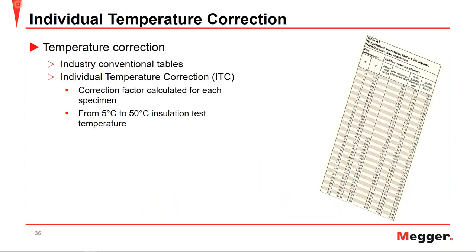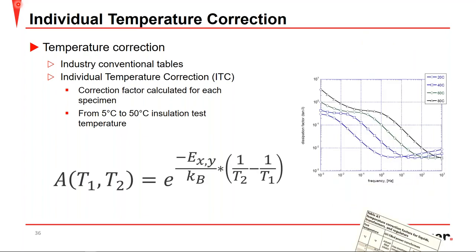Next, let's take a deeper look at the individual temperature correction, or ITC. As we've already stated, the industry used to use conventional correction tables, and those were removed in 2010. What can be used instead is individual temperature correction, as we mentioned before, utilized by the Megger instruments. ITC allows for accurate temperature correction between the ambient temperature range of 5 degrees C and 50 degrees C. The way it works is based on the Arrhenius equation, but we can look at it graphically.